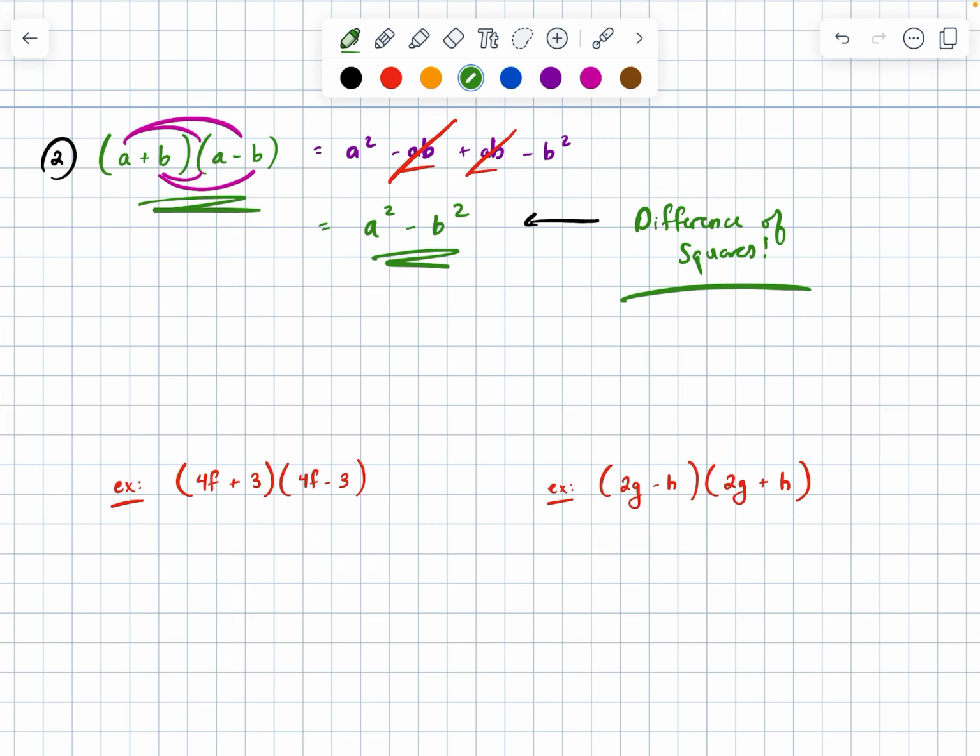Take these two examples, and then we'll hit the road. Let's use our difference of squares pattern to work these out. Go!